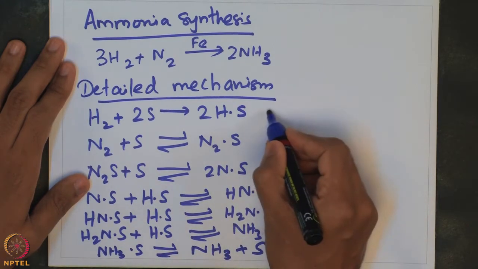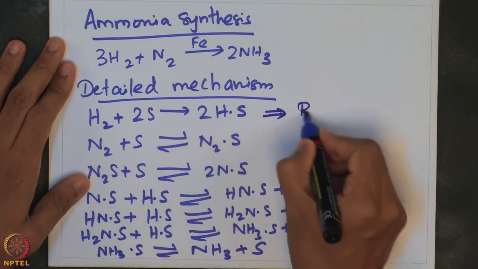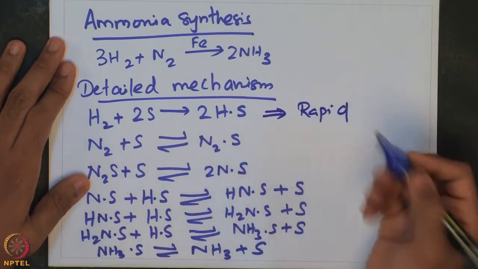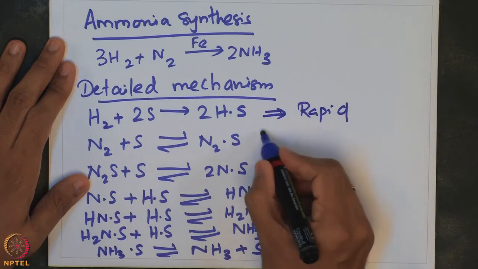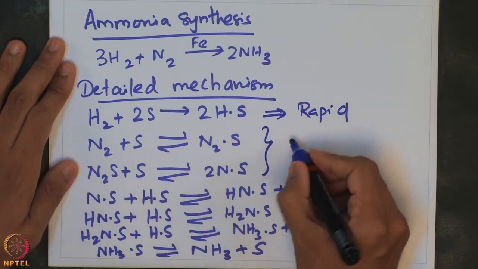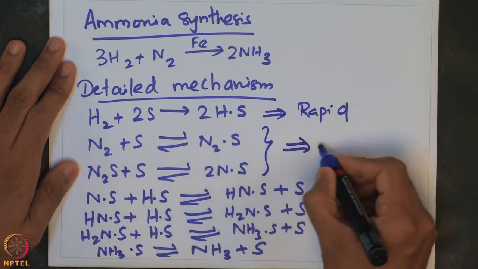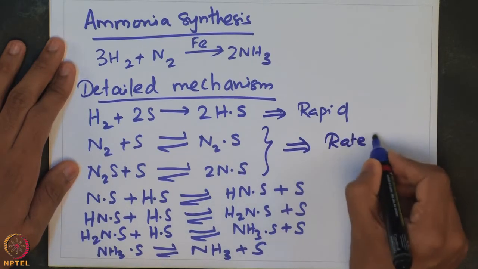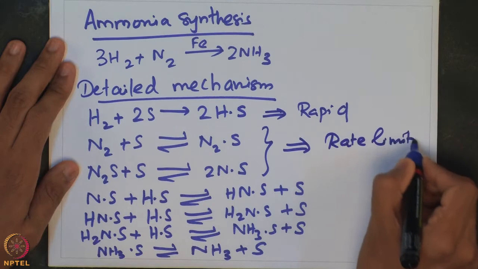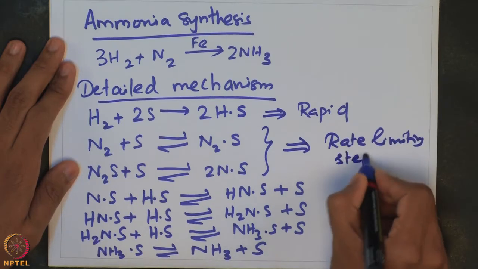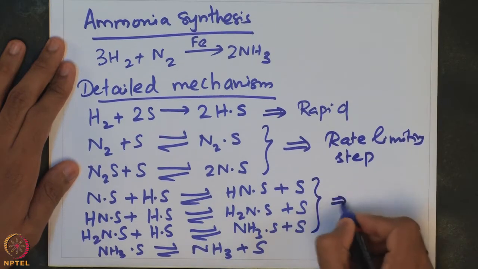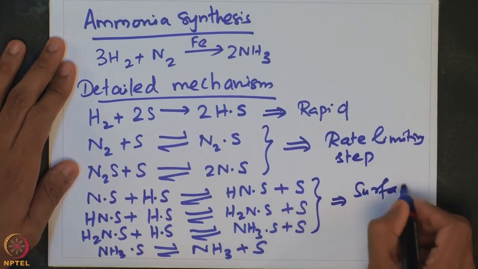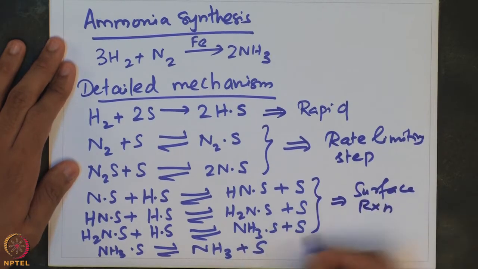So, this step is known to be a rapid step, which is one of the adsorption steps, and this adsorption step of nitrogen is known to be the rate limiting step. And these three are the surface reaction steps, and this is the desorption step.